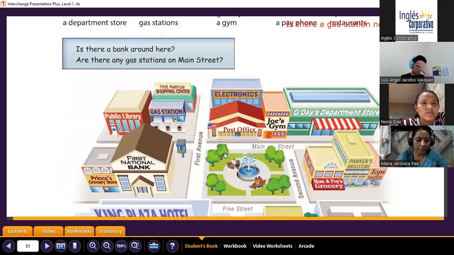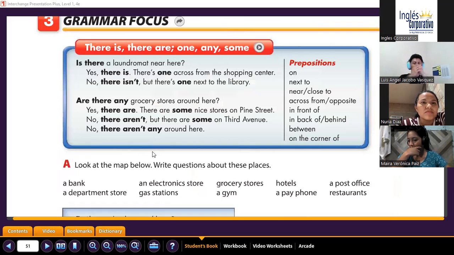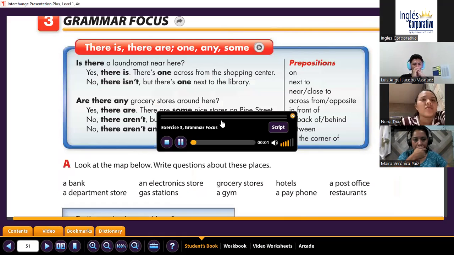Thank you very much. Vamos ahora a otro ejercicio. Está un poco complicadito este ejercicio, ¿verdad? Pero solo es de aprendernos las preposiciones. Si quiere, escuchémoslo una vez más. Page 51, Exercise 3. Grammar Focus. Across from. Opposite. Near, close to, across from.